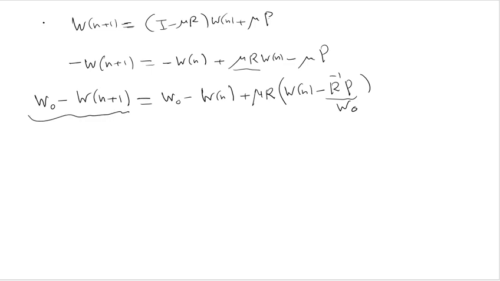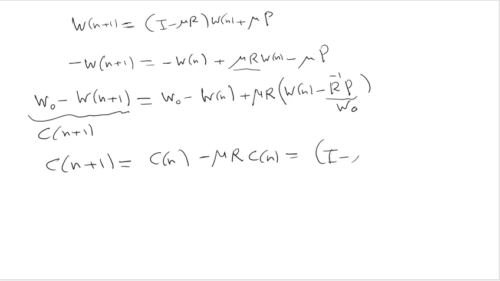I name this Cn plus 1, so I have Cn plus 1 equals Cn minus mu r Cn, equals I minus mu r Cn. In this form now we have a homogeneous recursive equation. In that algorithm we actually have mu p here, but here there is no input for this equation.